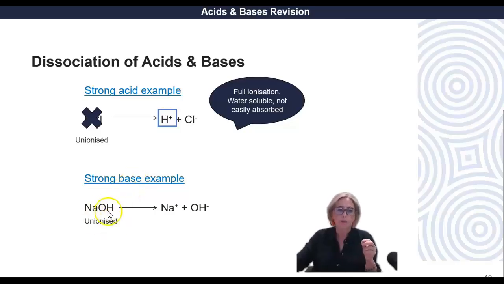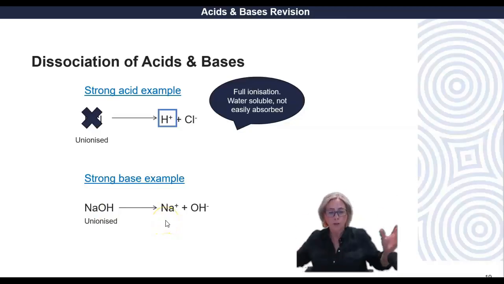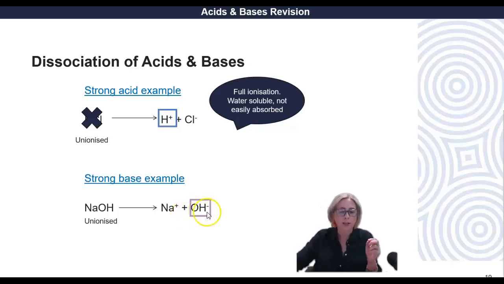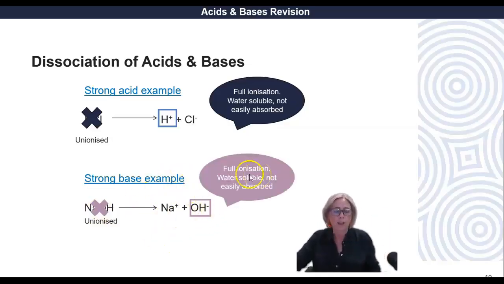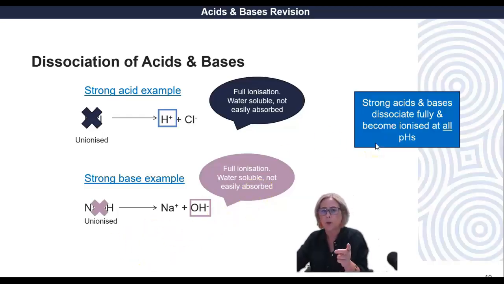Similarly with a strong base, which we have sodium hydroxide here, when we put that into aqueous solution, it fully dissociates to release all of its sodium and hydroxyl anions, and that square there is just indicating that it's a base. So again, when this happens, you lose all of this unionized form because it's all been ionized. So again, full ionization of a strong base in an aqueous solution, it becomes water soluble, not lipid soluble, so it's not easily absorbed. So it can't freely cross cell membranes.